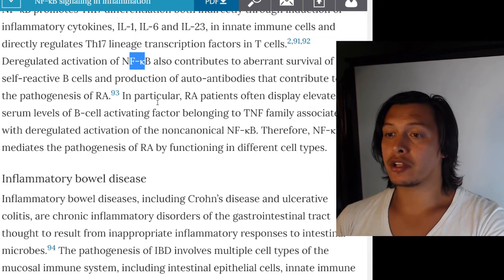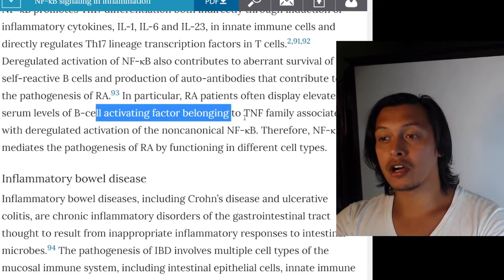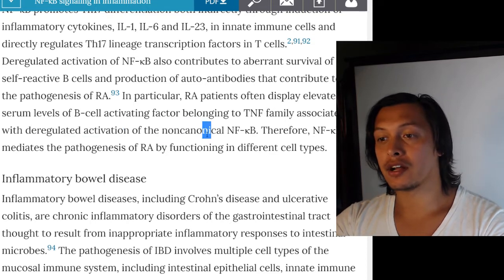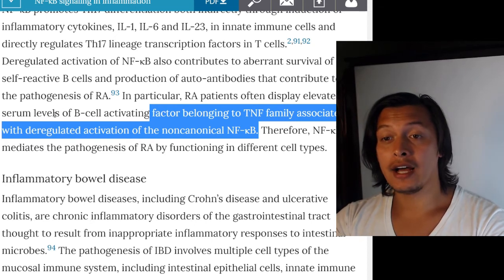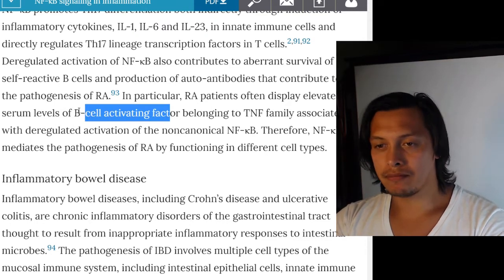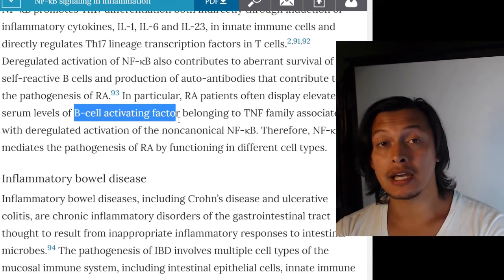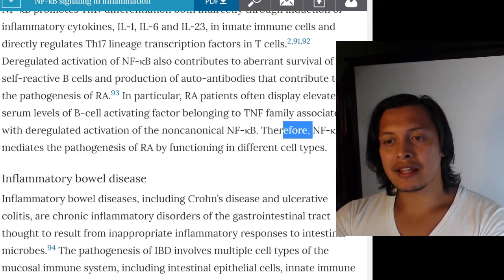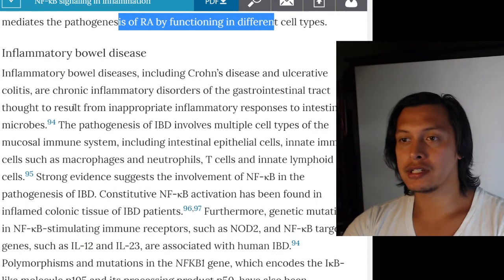In particular, RA patients often display elevated serum levels of B-cell activating factor belonging to the tumor necrosis factor family, associated with deregulated activation of the non-canonical nuclear factor kappa B. So rheumatoid arthritis patients have high serum levels of the B-cell activating factor. Through some logic, if you have too much of this factor floating around, you're going to have too many B cells floating around. So, therefore, nuclear factor kappa B mediates the pathogenesis of rheumatoid arthritis by functioning in different cell types. Now, inflammatory bowel disease.